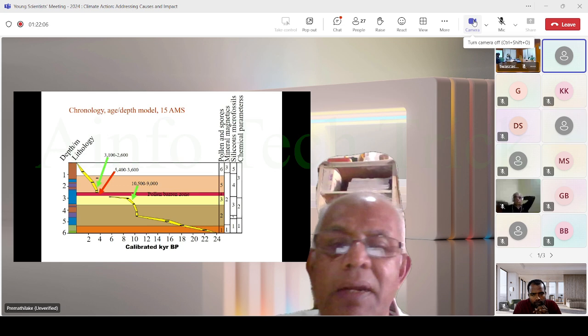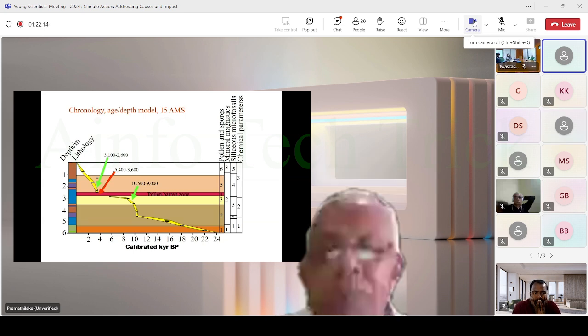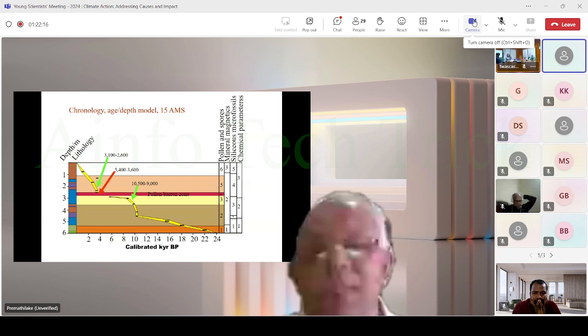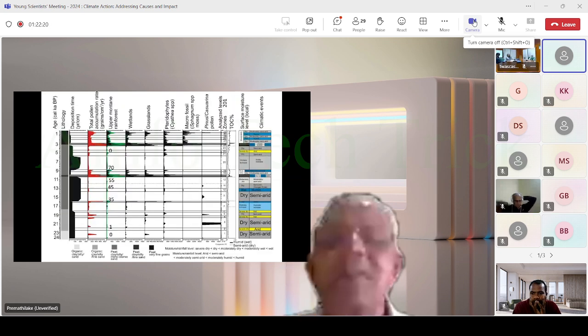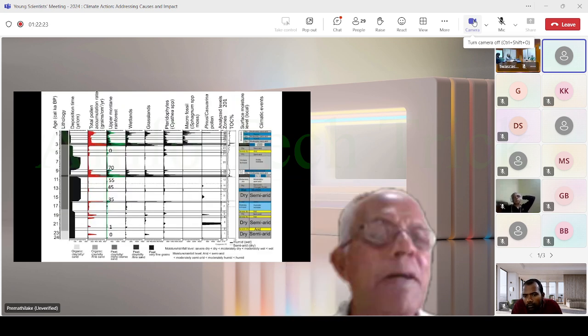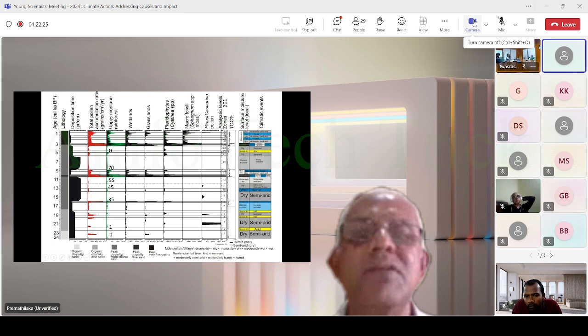The age depth model is now a very fascinating business in the modern world. Different scientists use different programs for making age depth models, but we use a simple model for that. So this is our results, and I would be happy to give some idea about the results.